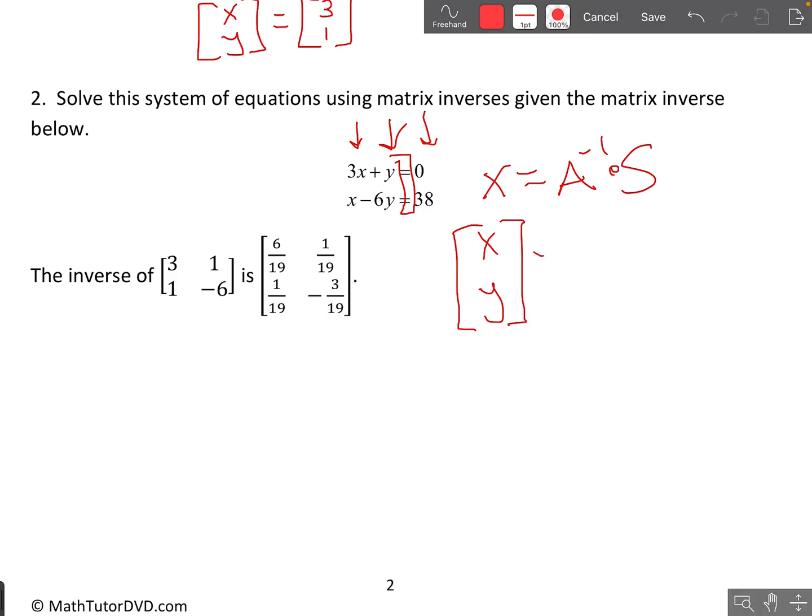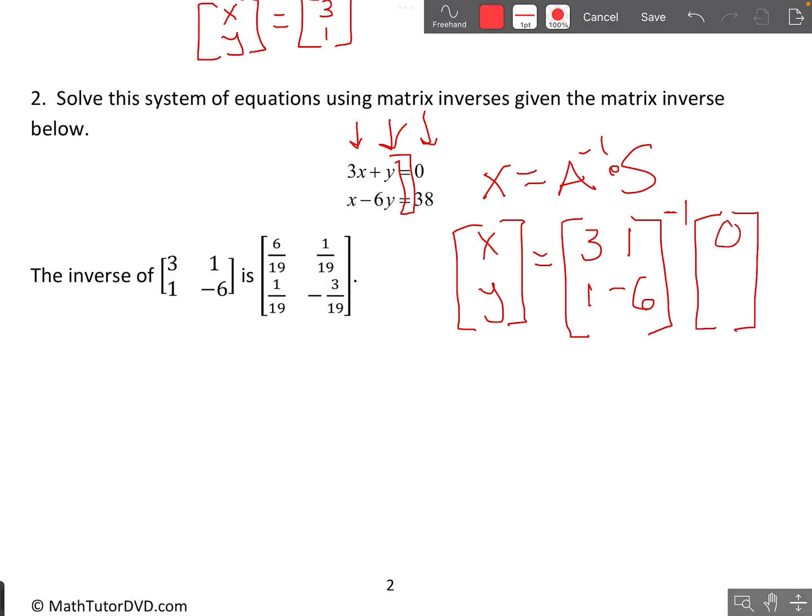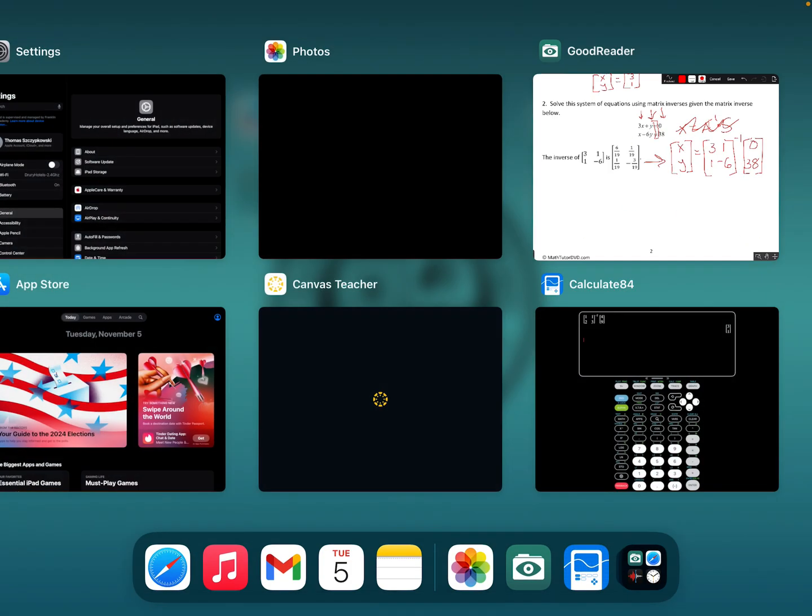My coefficient matrix will be 3, 1, 1, negative 6, to the negative 1 times my constant matrix 0, 38. This is what I need to see. I need to see you set up that equation, right? I actually don't even need this part. I just need this, okay? And then here, you can go directly to the calculator, do the rest of the work.